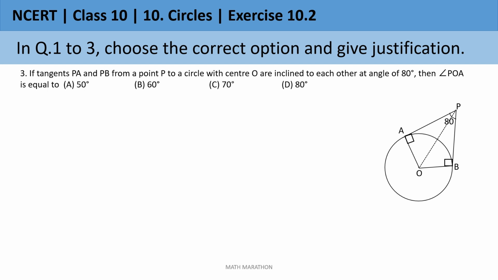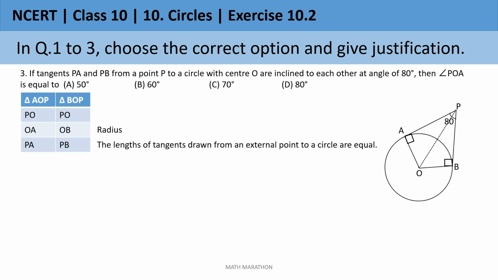I have drawn PA and PB are tangents from a point P. Let us compare triangles AOP and BOP. PO is common. OA and OB are radius of circle. PA and PB are equal, because we know that the lengths of tangents drawn from an external point to a circle are equal. So, triangles AOP and BOP are congruent triangles. Angle APO is equal to angle BPO, because in congruent triangles, angles are equal.